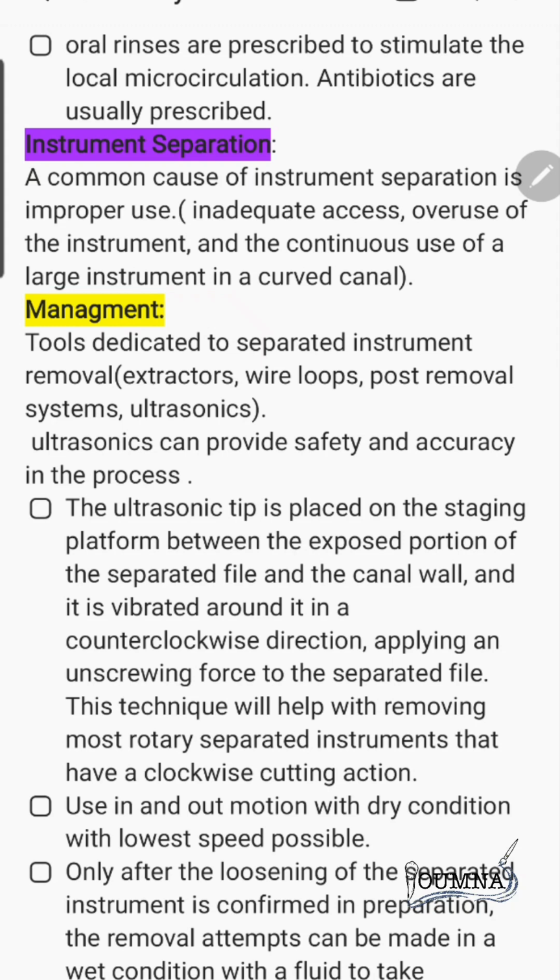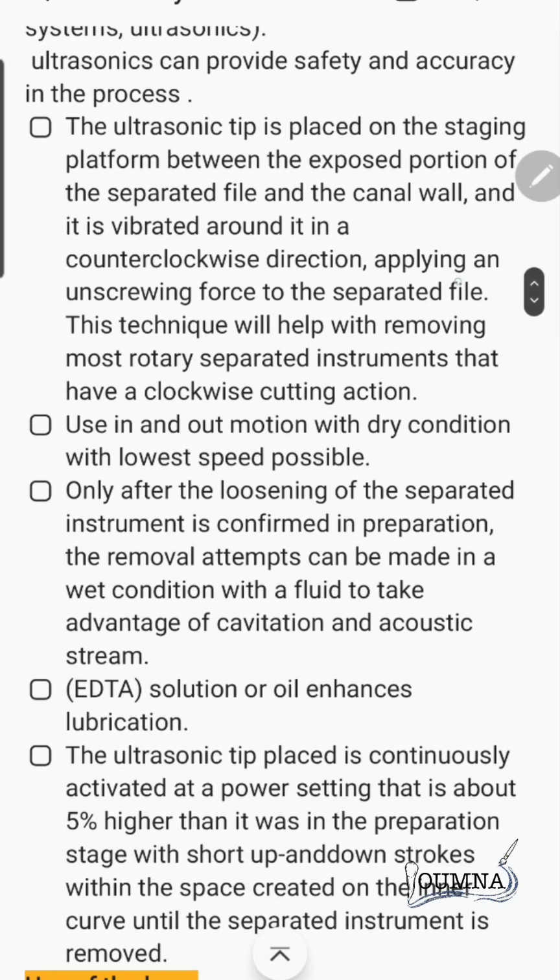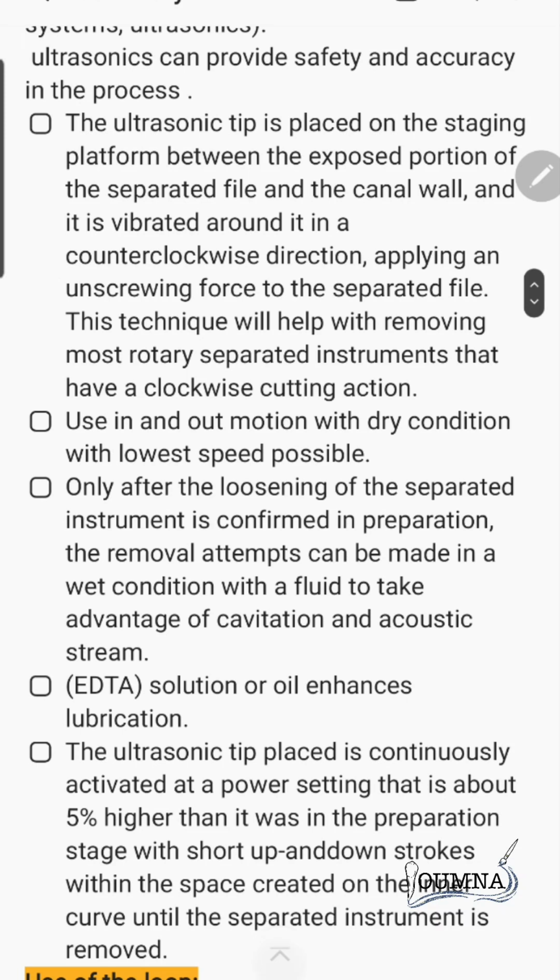The ultrasonic tip is placed on the staging platform between the exposed portion of the separated file and the canal wall, and it is vibrated around it in a counterclockwise direction, applying an unscrewing force to the separated file. This technique will help with removing most rotary separated instruments that have a clockwise cutting action. Use in and out motion in a dry condition with the lowest speed possible.